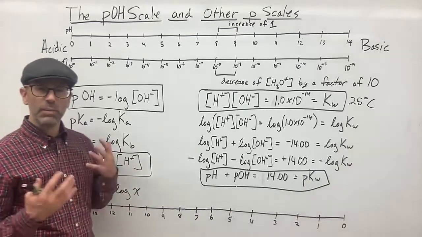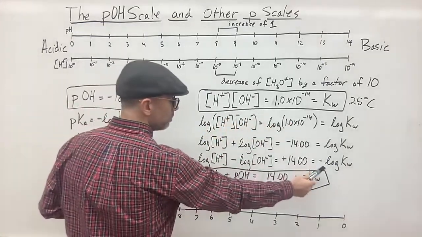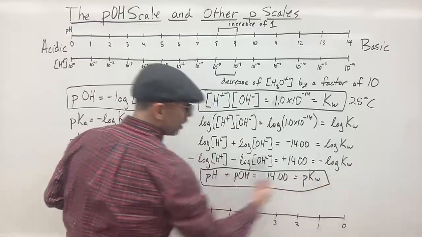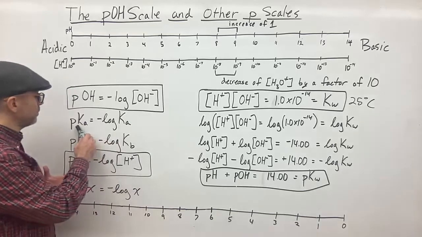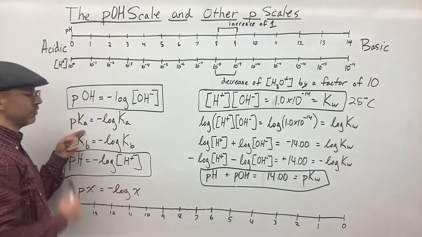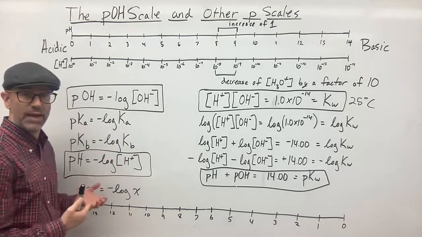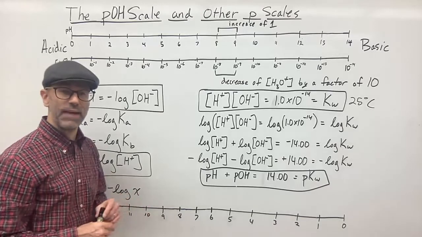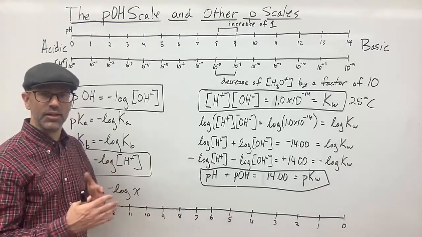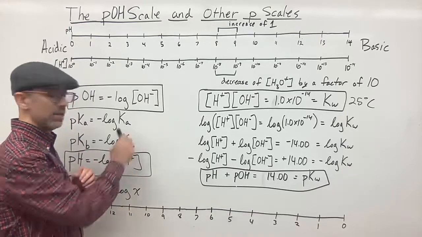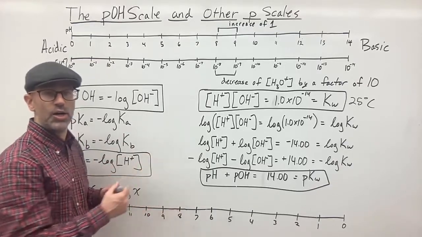Okay, so what about other P scales? So we've already seen the pKw, which is the negative log of the dissociation constant of water. What about pKa and pKb? These are other P scales. So in a previous video, we talked about Ka values. So remember that the Ka value is the dissociation or ionization constant of an acid, right? That's what the A means. It's for the acid. So this is the equilibrium constant of an acid in water, right?